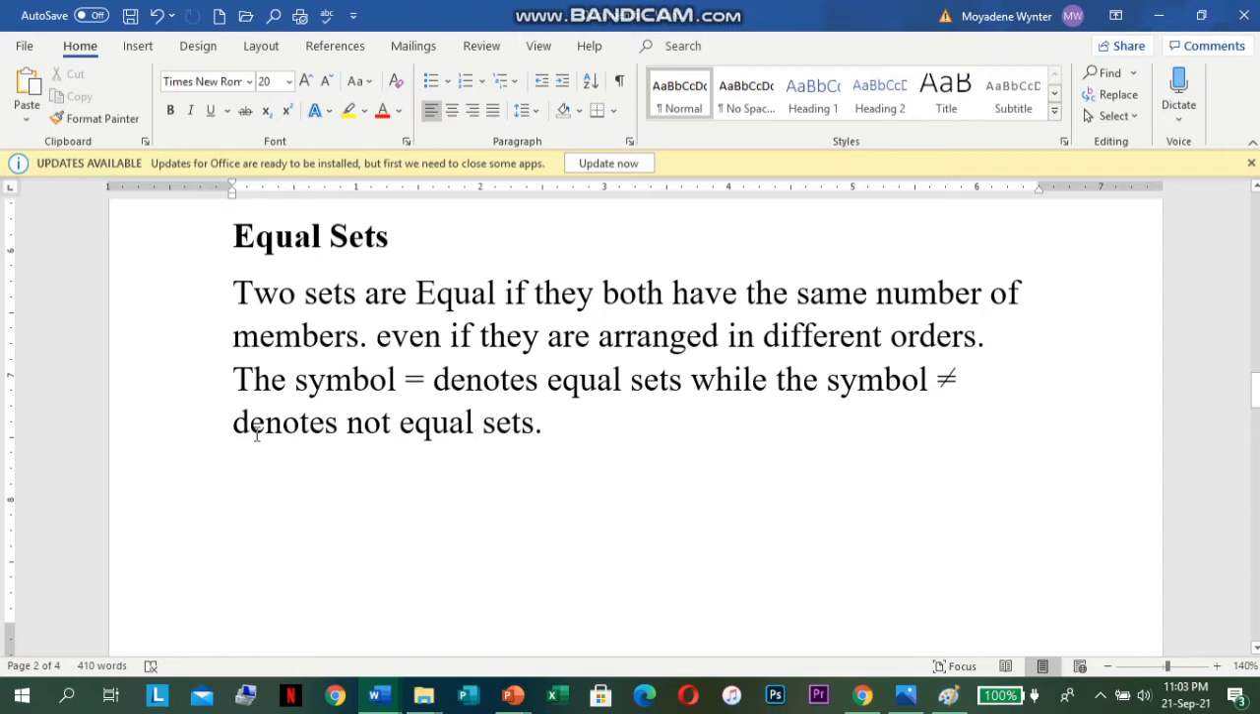Let me read from the top again. Two sets are equal if they both have the same number of members, even if they are arranged in different orders. All right? So we're going to look at an example of this definition. So let us go.